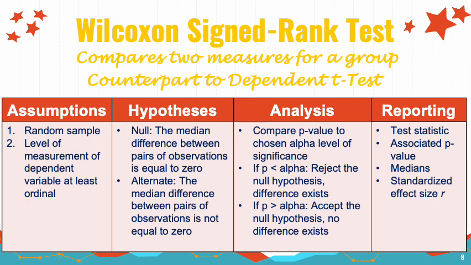To report statistical analysis using a Wilcoxon sign rank test, you would include the test statistic and associated p-value, as well as the median value for the group so that the reader will understand how the sample statistics are different. As a reminder, we're reporting medians instead of means for non-parametric tests, and you should also report the standardized effect size, R, so that your reader understands the significance of the effect and can identify clinical significance.